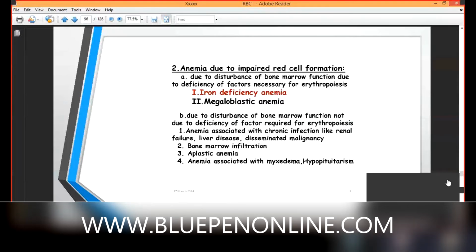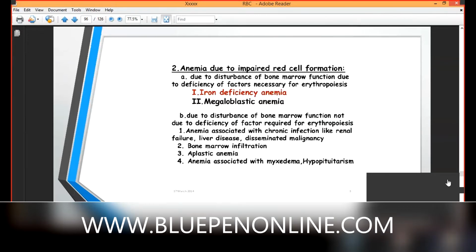And next, anemia due to defective formation of blood, or impaired red cell formation, of two types. One is due to the disturbance of bone marrow due to deficiency factors, a decrease in the production. The deficiency factors are nutritional anemia, iron deficiency, maybe protein deficiency, folic acid, vitamin C deficiency. All these deficiencies cause decreased production of RBCs.